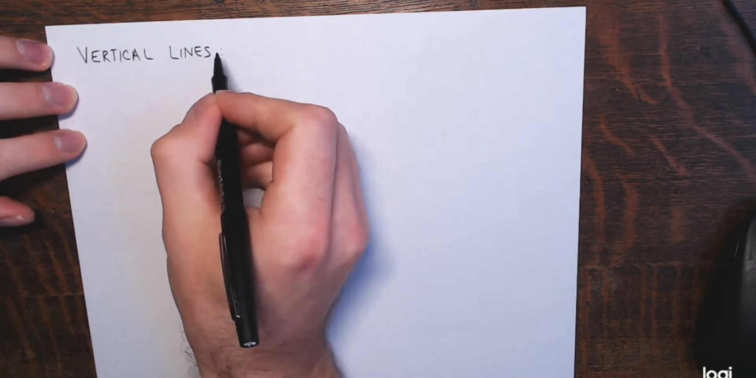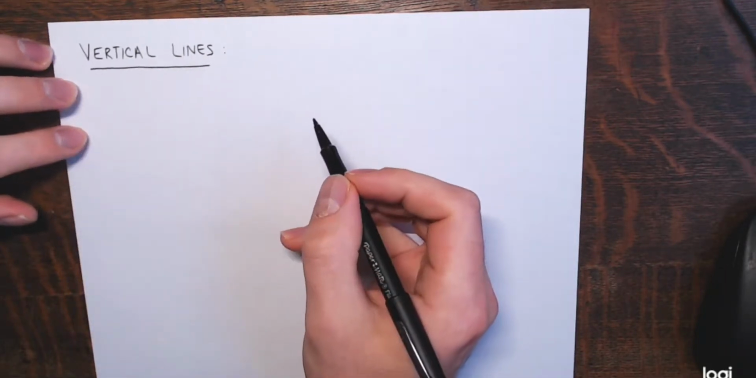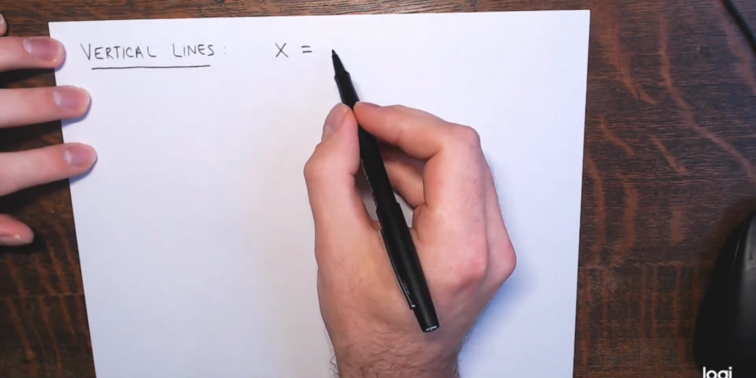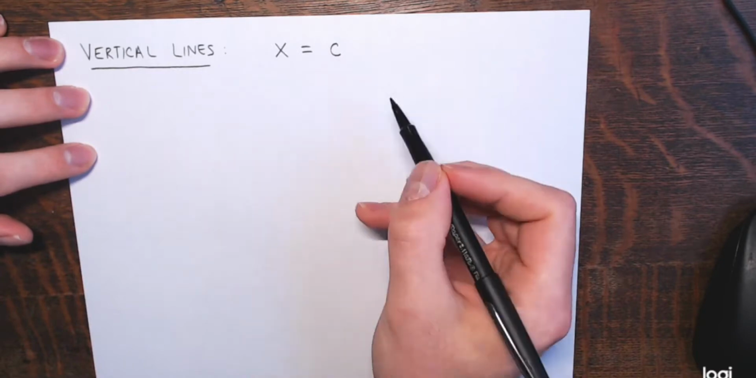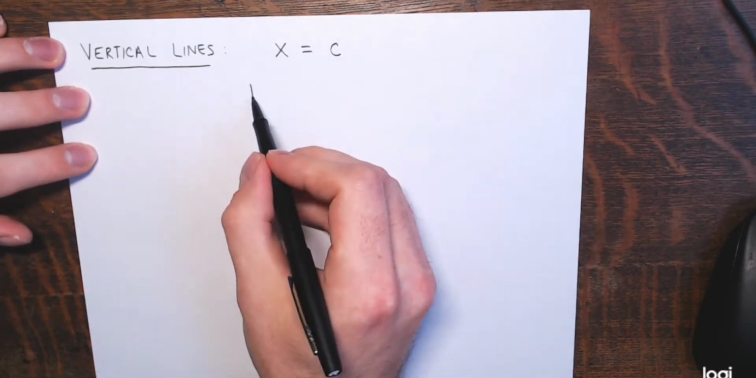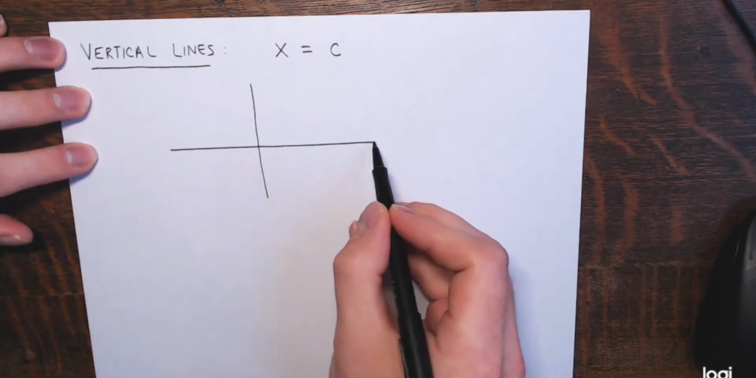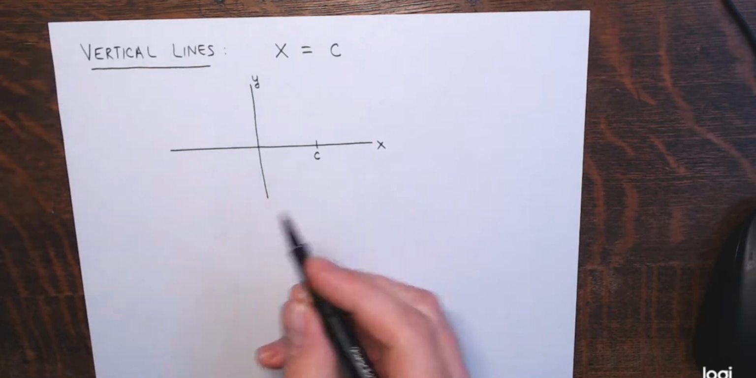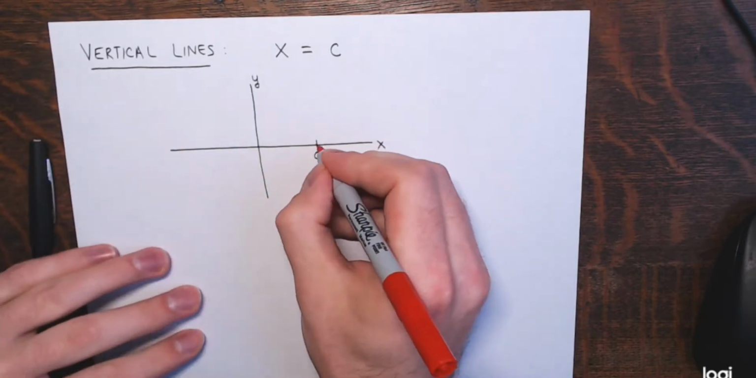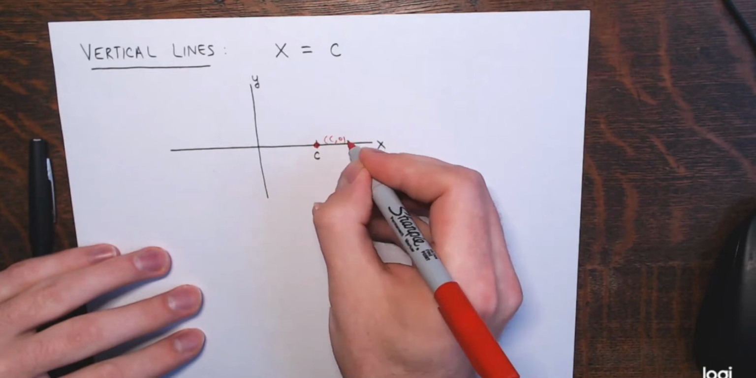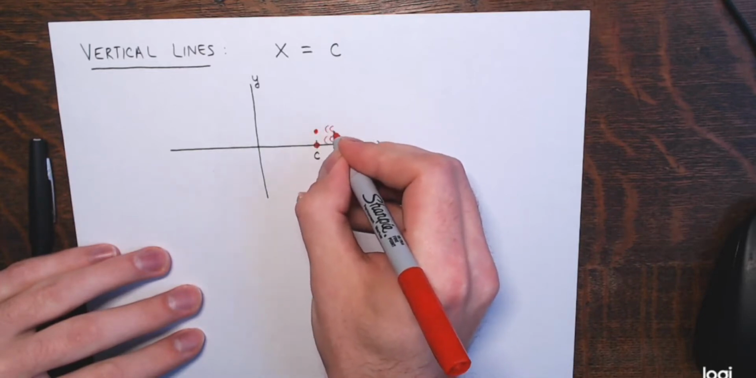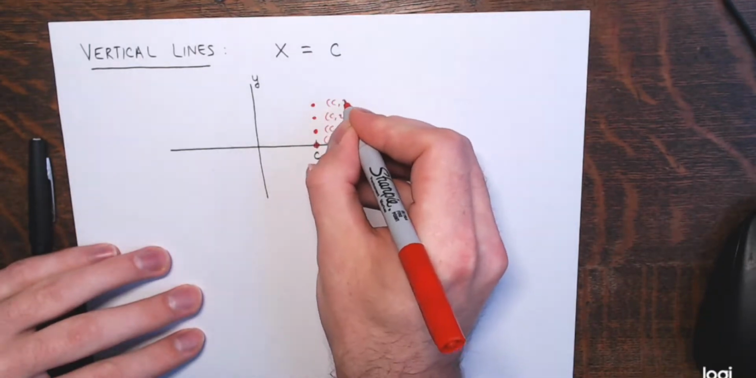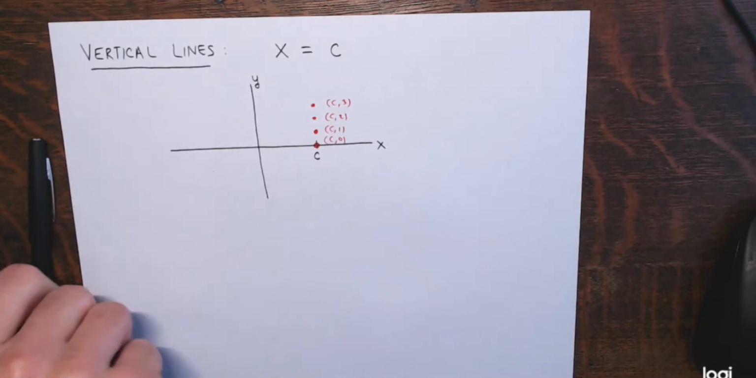Vertical lines have an equation that looks like this. It's just x equals and then some number. I'll use c for a constant. Here's the x-axis, y-axis, because if you go to c on the x-axis, there's the point c comma 0, and then say here's the point c comma 1, and c comma 2, and c comma 3, and so on. You see how you get a straight line that goes straight up and down?